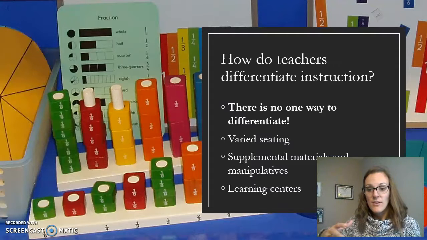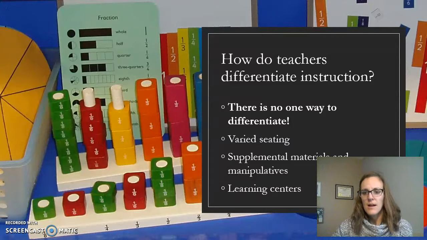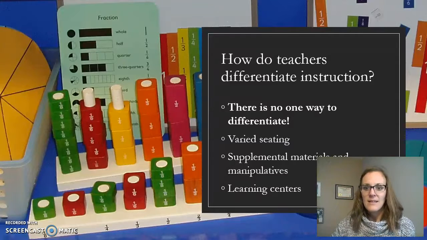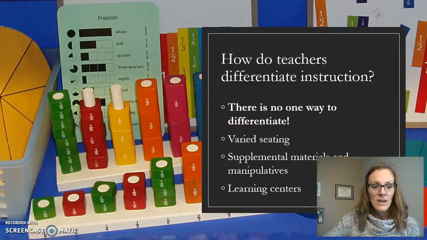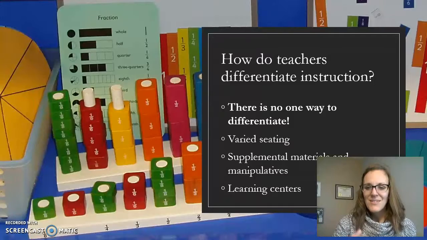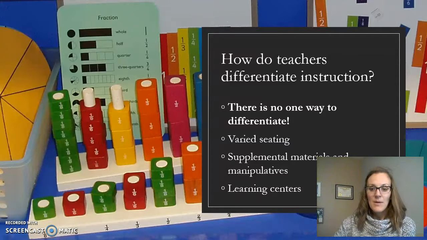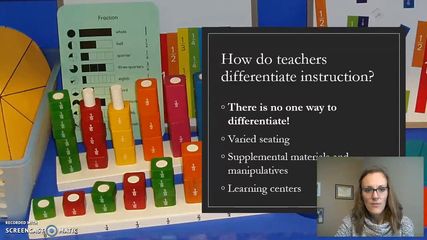Another example is supplemental materials and manipulatives. Allowing students to pick materials of their interests or use manipulatives for math or counting to figure out the problems. If everyone is reading a nonfiction book about Iceland, allowing children to go pick a book about ice or Iceland to supplement what they are already learning would be a great way to differentiate learning. And also learning centers, different ways to study the same topic and learn about a topic within a small group. These are all ways that you can differentiate instruction.